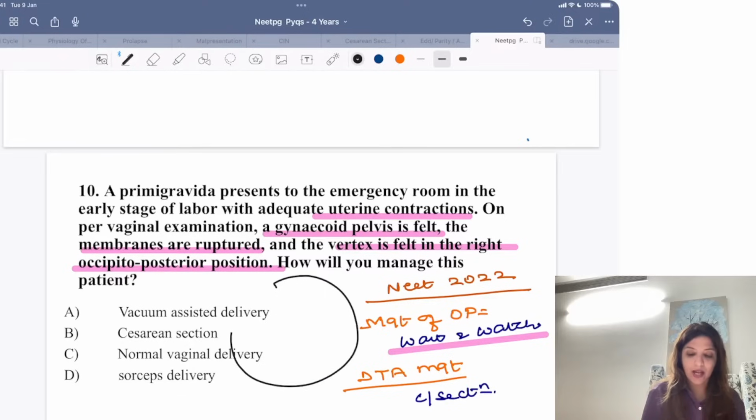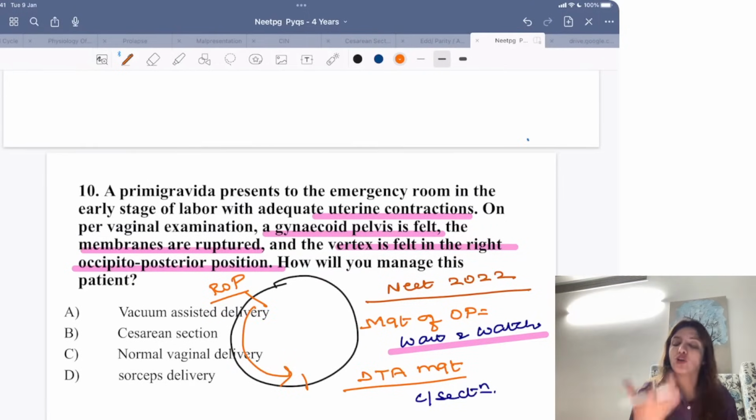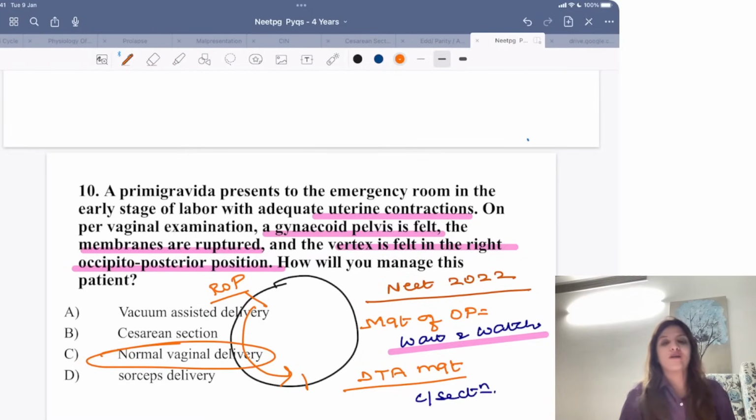Most of the times, with occipito-posterior, ROP position, the head of the baby is going to rotate automatically by 3/8 of a circle. It will become occipito-anterior and vaginal delivery will happen. Right? So you just have to be patient because it is going to take some more time. You have to just wait and watch, and you are going to go for a normal vaginal delivery. Only if your question says it is deep transverse arrest which has happened, then your answer is going to be cesarean section. Clear to all of you?